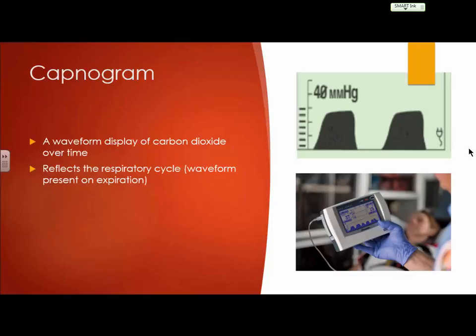Good. All right. Now, there's several different devices that you can use, and there's even portable devices that are being used. They're very expensive, so for the most part, most services elect to use the monitor.